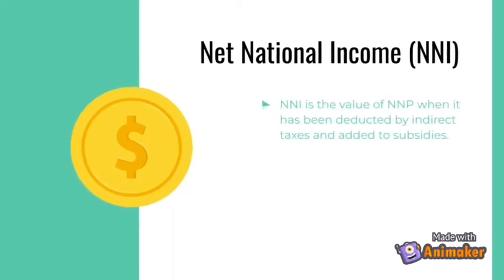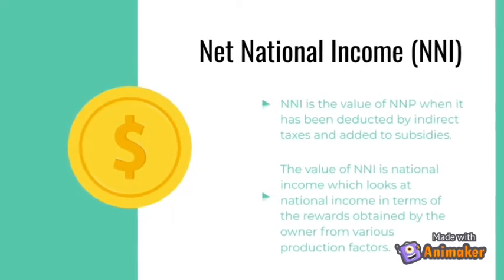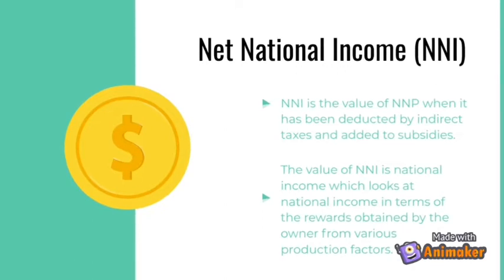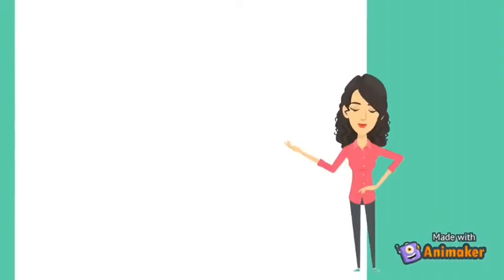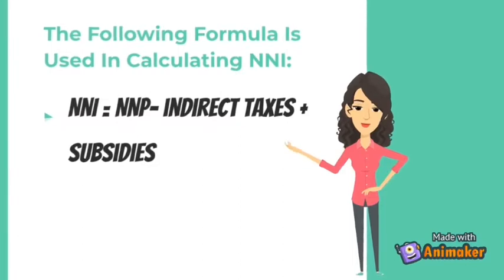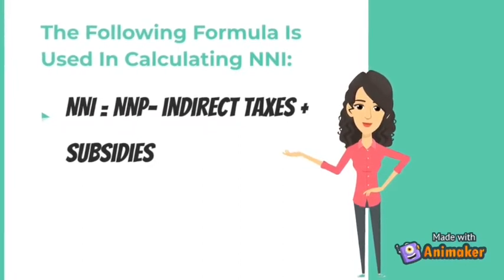Net national income or NNI. NNI is the value of NNP when it has been deducted by indirect taxes and added to subsidies. The value of NNI is national income, which looks at national income in terms of the rewards obtained by the owner from various production factors. The following formula is used in calculating NNI: NNP minus indirect taxes plus subsidies.